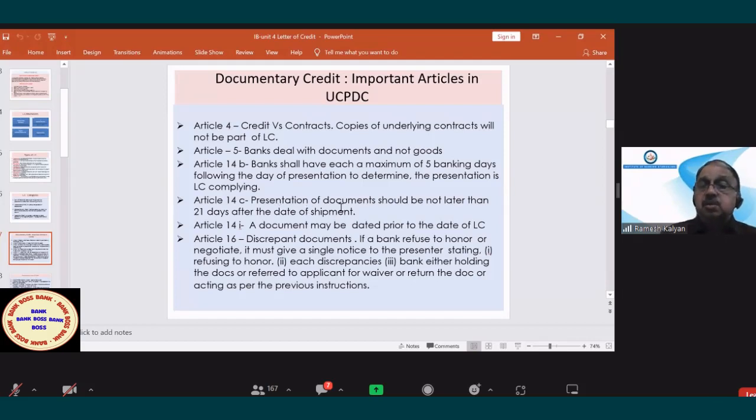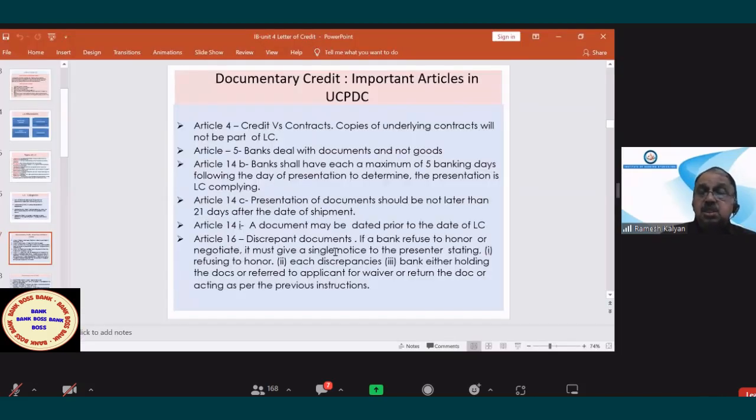Then in Article 14, we see about the not later than 21 days. Here also they can ask some questions. Within 21 days of shipment, the documents have to be presented for negotiation. All the documents, the customs-issued SDF document, should be brought for negotiation within 21 days. The documents may be prior to the date of LC, because the LC will be opened only at the last minute. Customers proceed with a firm order, because opening an LC is costly, so the LC is opened only towards shipment. That is why documents can be prior to the date of LC.